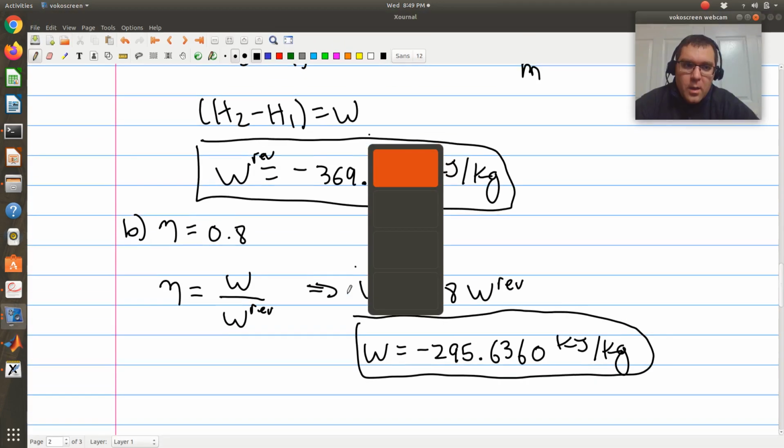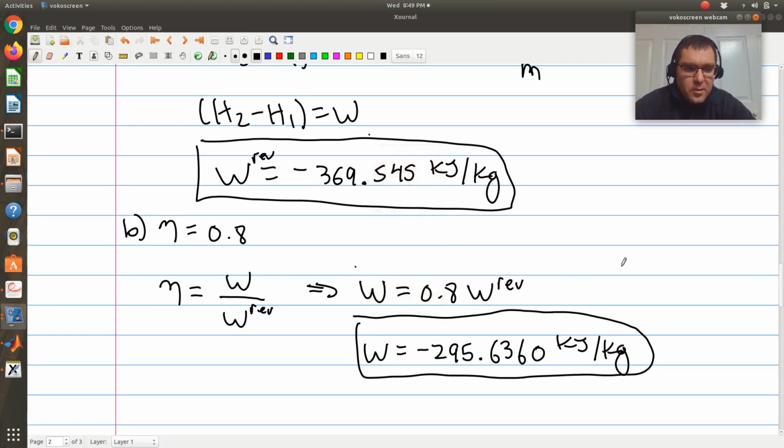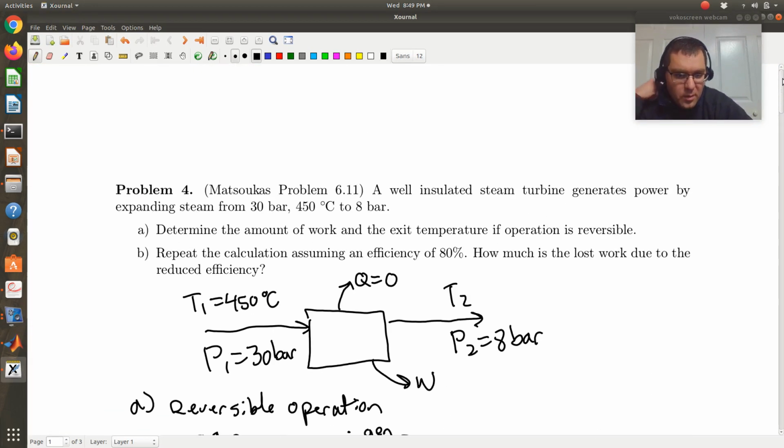Now I've got the actual work, but they want to know how much is the lost work due to the reduced efficiency. So I want to calculate W lost. I know that W lost is equal to T naught, which should be our bath temperature, times S gen. Sorry, I've got to think here for this one.